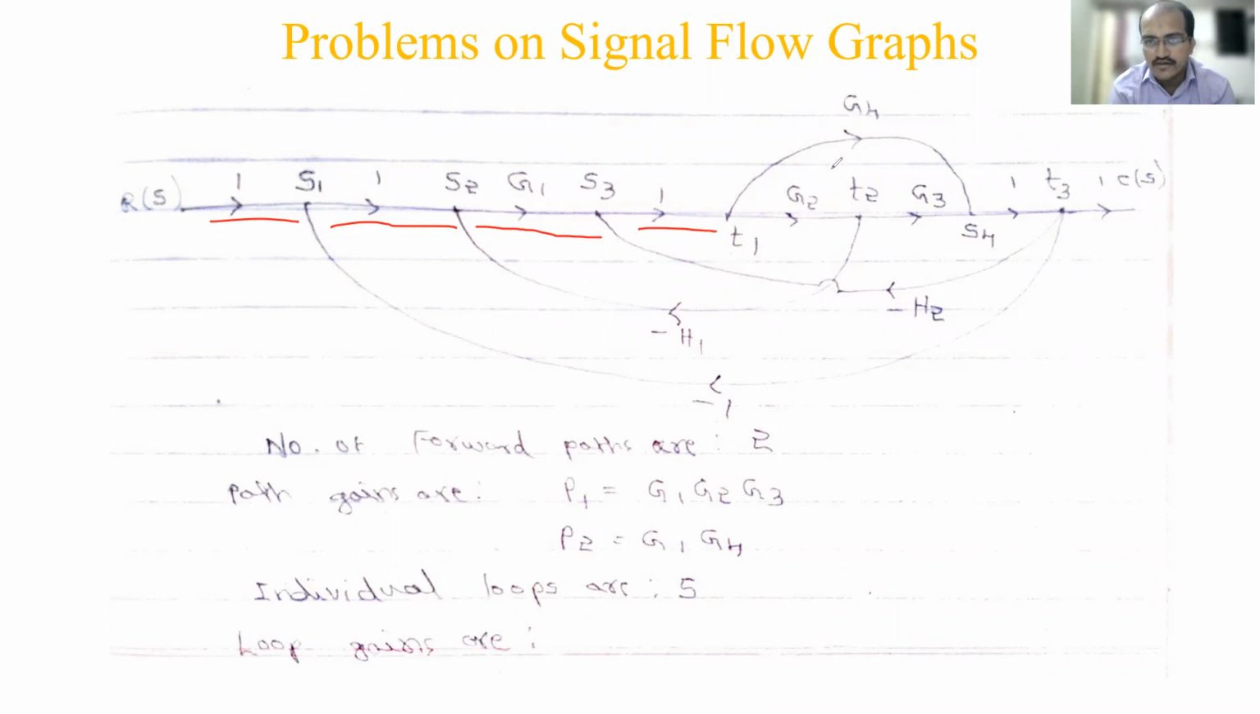And along with that, T1 to S4, whatever you have named there, in between there is a parallel path, right, with its value G4. It is also written here, okay. And then S4 to T3, nothing was there, it is 1. And then T3 to C of S also considered 1. Okay. So all these things are written.